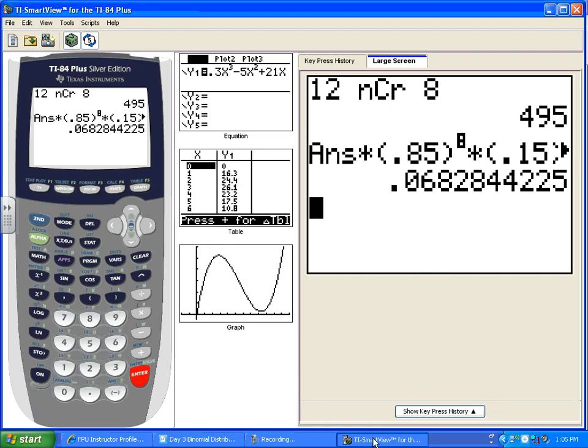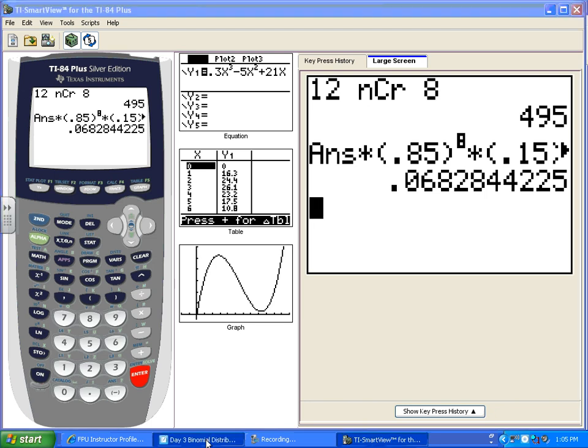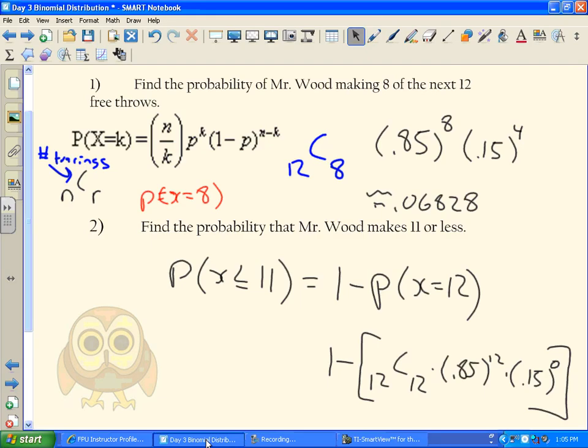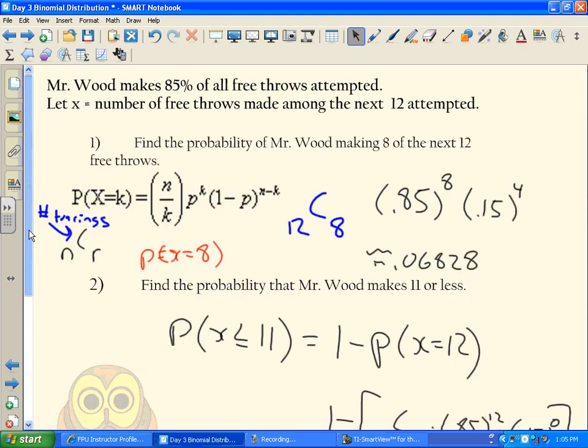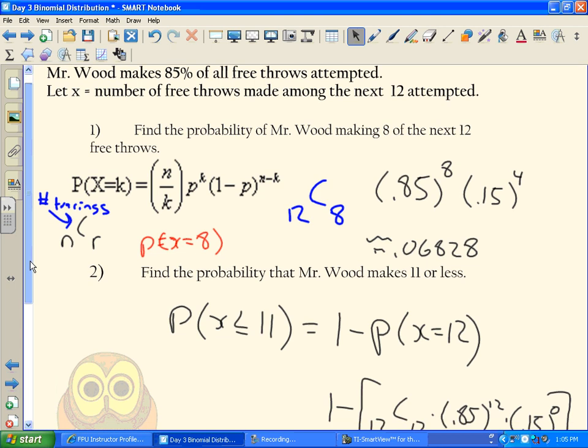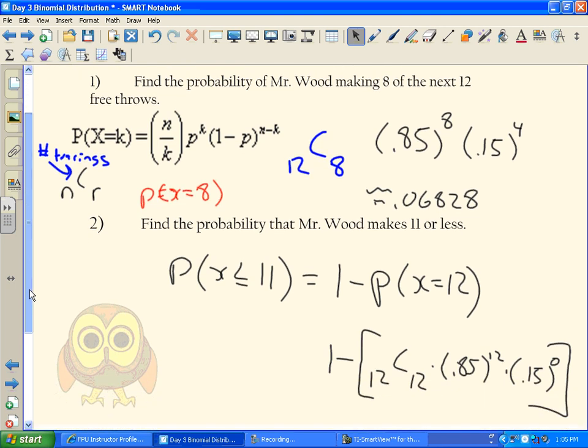Watch this. Again, I want to look at just this first problem. Is everybody okay with the formula, how it works, and where the numbers fit? Because again, that's how you have to show the work. This is a binomial distribution. This represents the probability that I make 8 free throws out of my next 12.